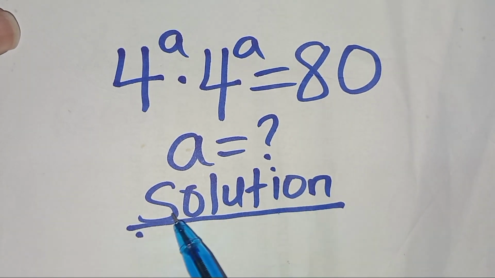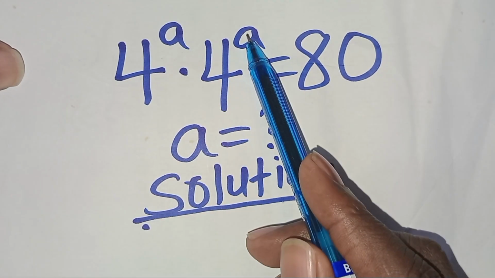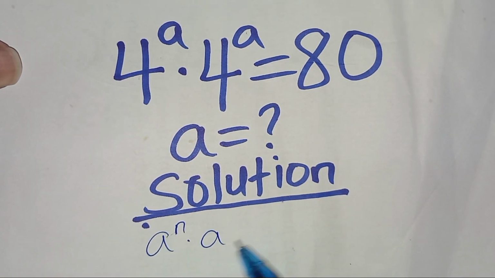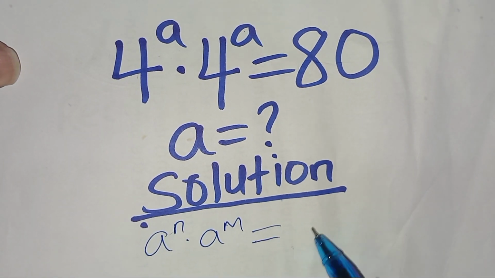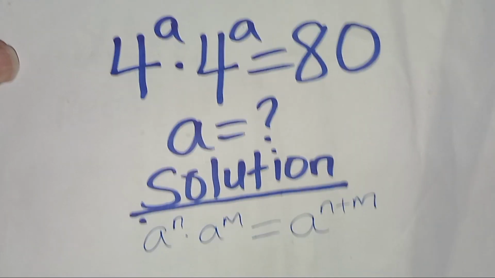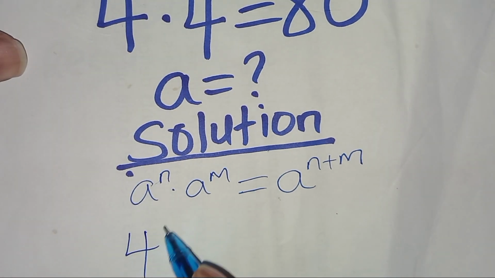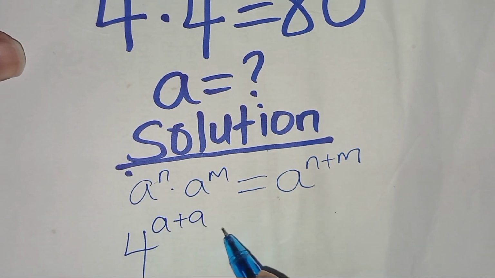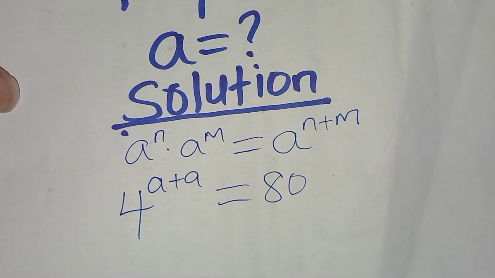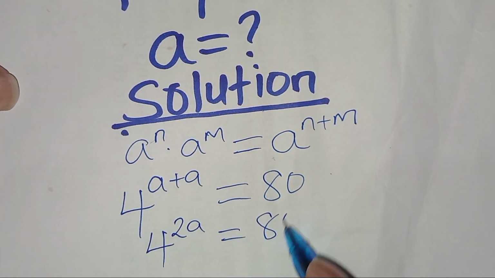Now solution from here, we have that 4 to power a times 4 to power a is in the form of a to power n multiplying by a to power m, which we can express as a to power n plus m. Applying this property, we'll have 4 to power a plus a, which is equal to 80. So here, we'll have 4 to power 2a equal to 80.